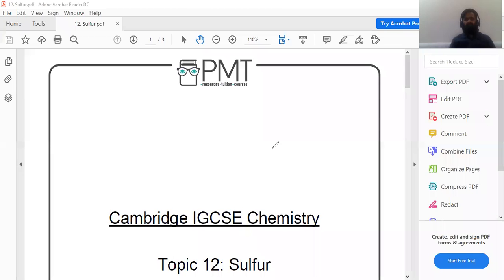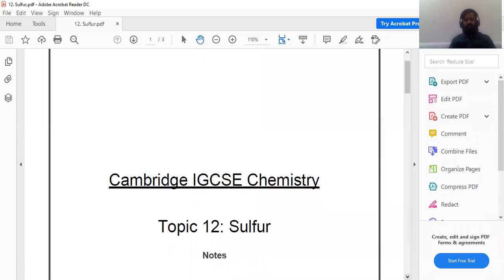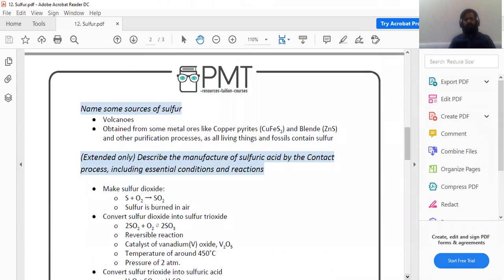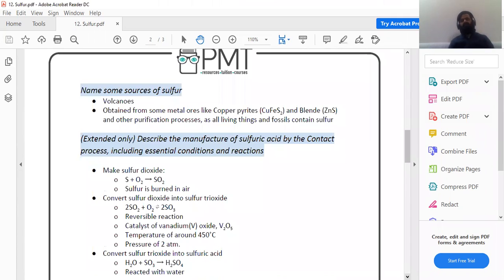So today our topic is sulfur for the IGCSE chemistry. Let's discuss from where you can get sulfur. Volcanoes are the major source of sulfur and its oxides.